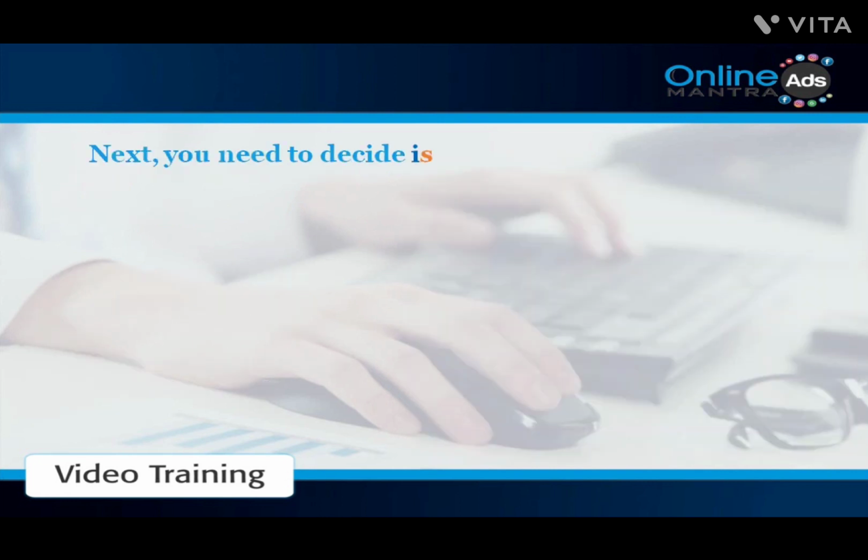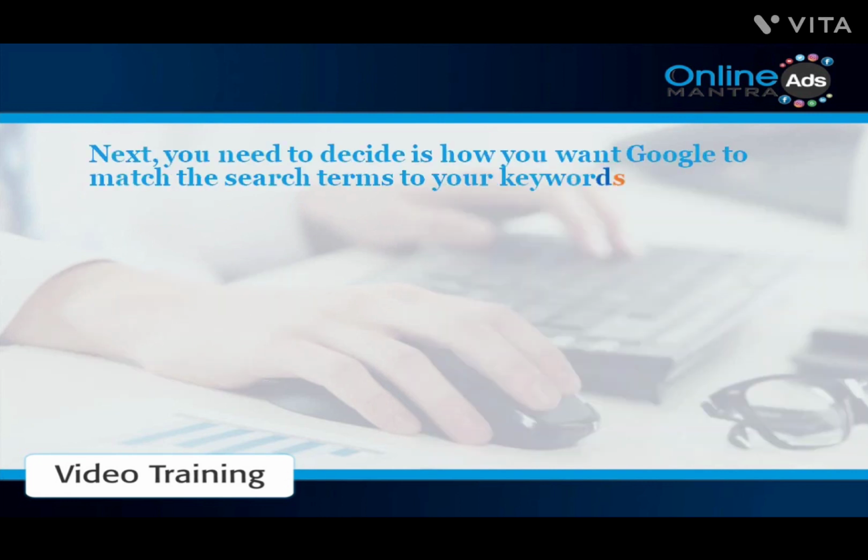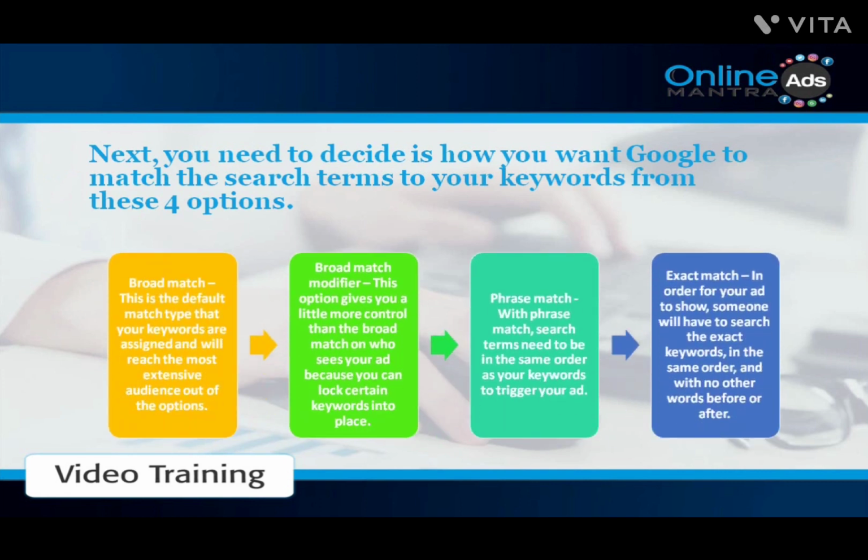Next, you need to decide how you want Google to match the search terms to your keywords from these 4 options. Broad match. This is the default match type that your keywords are assigned and will reach the most extensive audience out of the options. Broad match modifier. This option gives you a little more control than the broad match on who sees your ad because you can lock certain keywords into place.